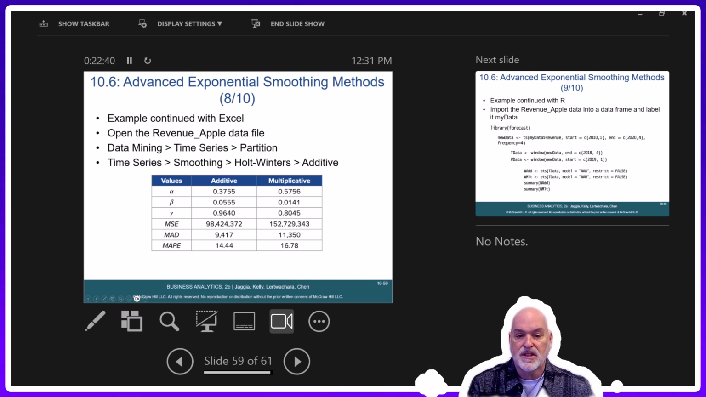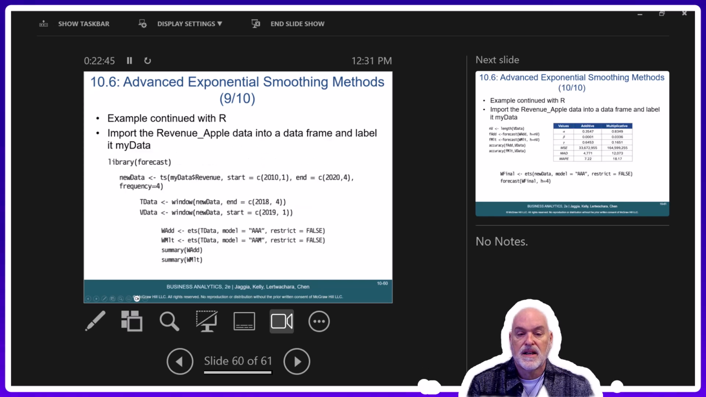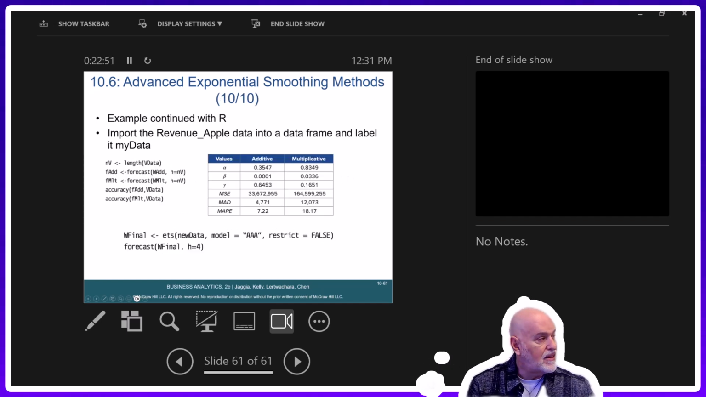And this example is continued with Excel. And then the last one with R. And the last one continued.